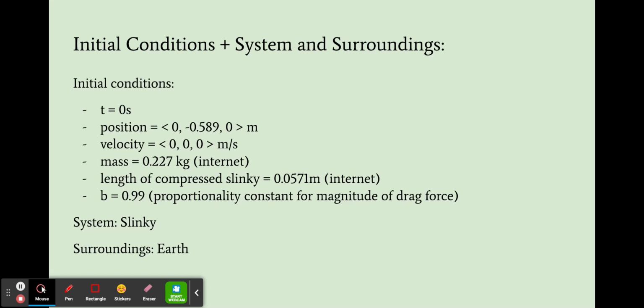So I got 0.22 kilograms for the mass and 0.0571 meters for the compressed slinky. And then the proportionality constant, b, for the magnitude of drag force, I found through trial and error using GlowScript, which I got to be 0.99. And then the system is the slinky, the surroundings are the earth.